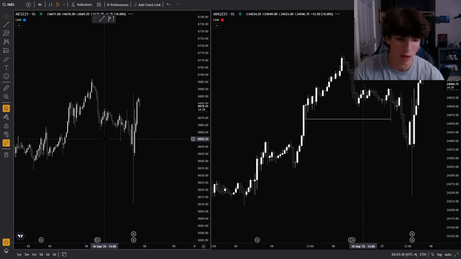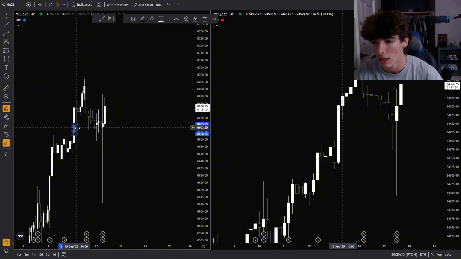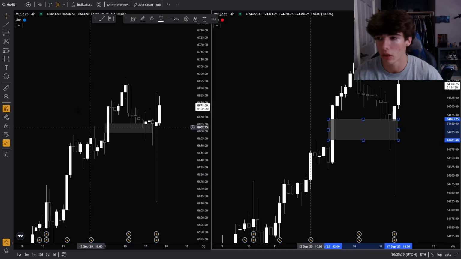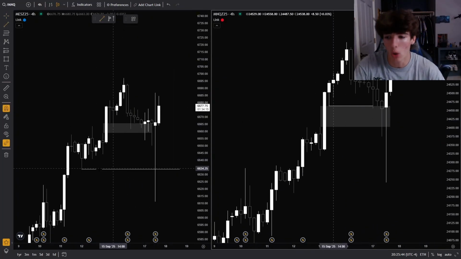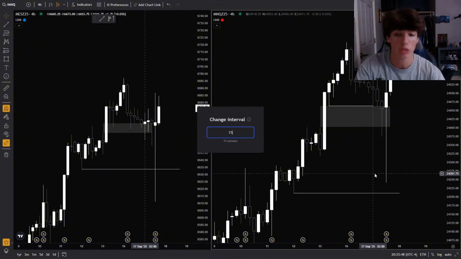I'm wanting to see if we end up respecting this 4-hour imbalance. So I'm going to quickly draw this out right here. This is going to be my bias builder, right? If we run through this, I'm looking to be bearish and go take the rest of this generated liquidity. However, if we hold it, it's telling me that we probably don't want to take all that generated liquidity. So I'm not going to look to take a short all the way down to those lows. That's really my bias builder, right?